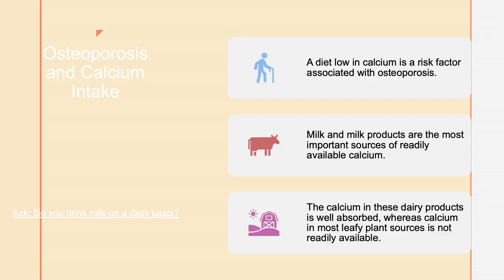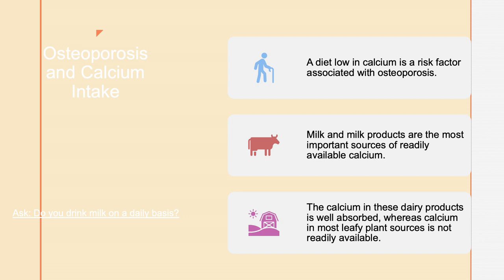Next slide. All right, osteoporosis and calcium intake. So how do we ask for these things, and what do we need to watch out for? Well, if I have a female who is 55 years old, I'm going to simply say, do you drink milk on a daily basis? Because they're going to be at an increased risk for osteoporosis because they are postmenopausal in theory. Okay. Milk and milk products are the most important sources of readily available calcium. Calcium in dairy products is well absorbed, whereas calcium in most leafy plants is not readily available.